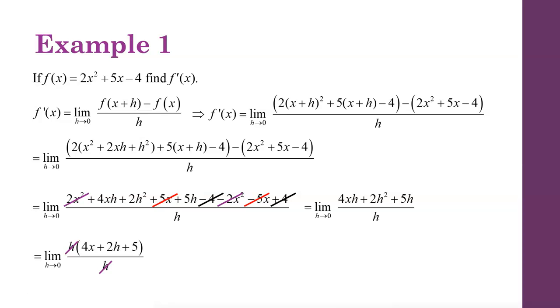And then what I'm left with is just 4x plus 2h plus 5. As h goes to 0, 4x and 5 remain the same, but 2h becomes 2 times 0. So we just have 4x plus 5 as our final answer. So that's the derivative function for 2x squared plus 5x minus 4.